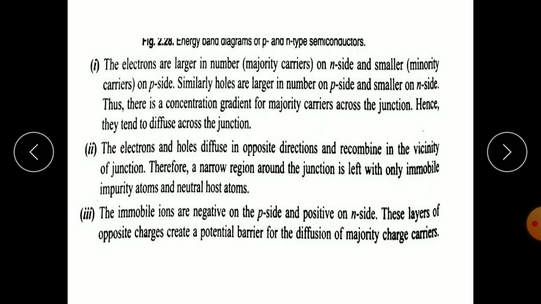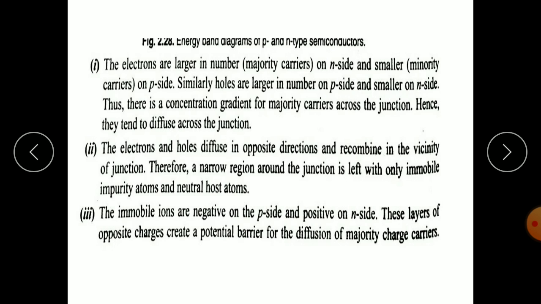Due to the formation of a junction, the electrons inside the n region cannot go inside the p-type material, and holes inside the p region cannot cross that junction if they do not have a sufficient amount of energy to cross it. So this is the formation of the depletion region. The immobile ions are negative on the p side and positive on the n side. These layers of opposite charges create the potential barrier for the diffusion of majority charge carriers.